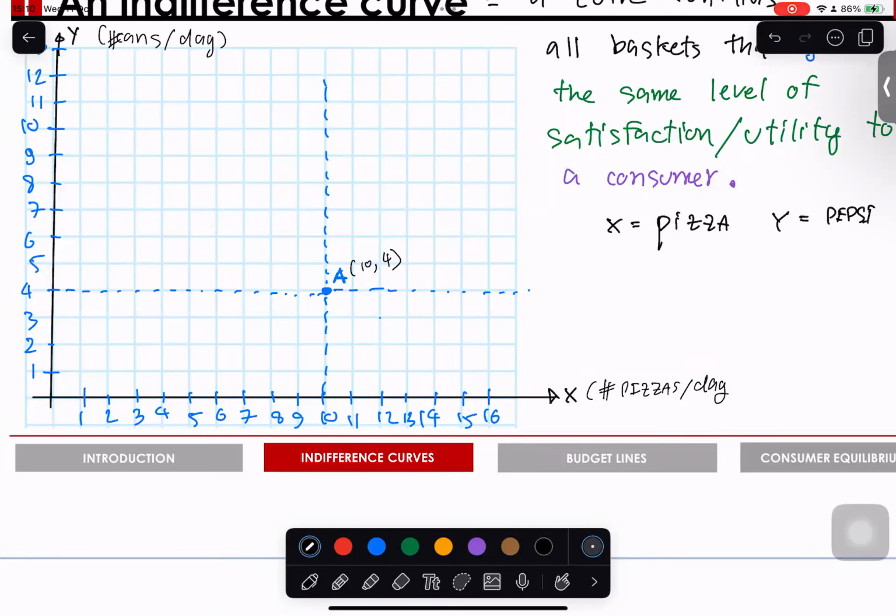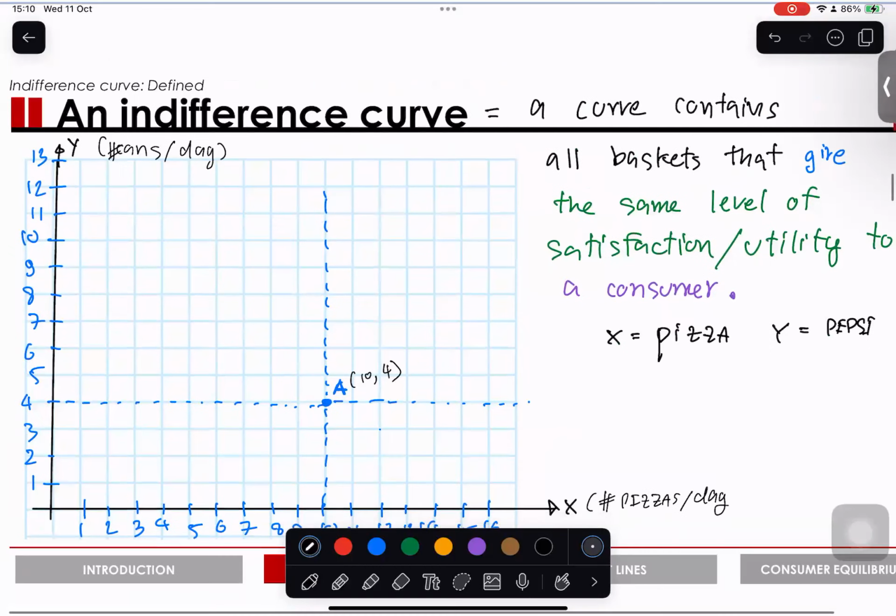Okay, we are going to plot an indifference curve here from scratch. The textbook will give you this curve right away, but we are going to build one by ourselves. Read the definition again: a curve that contains all baskets which give the same happiness level to this guy.